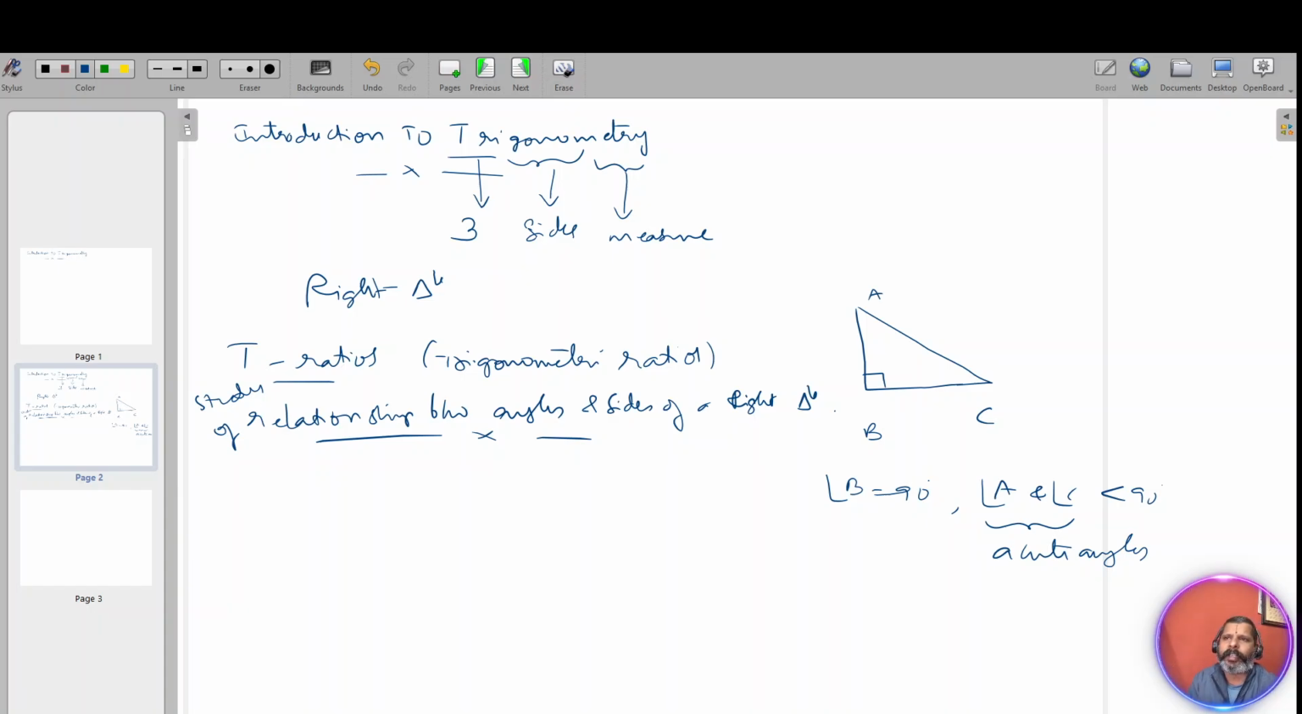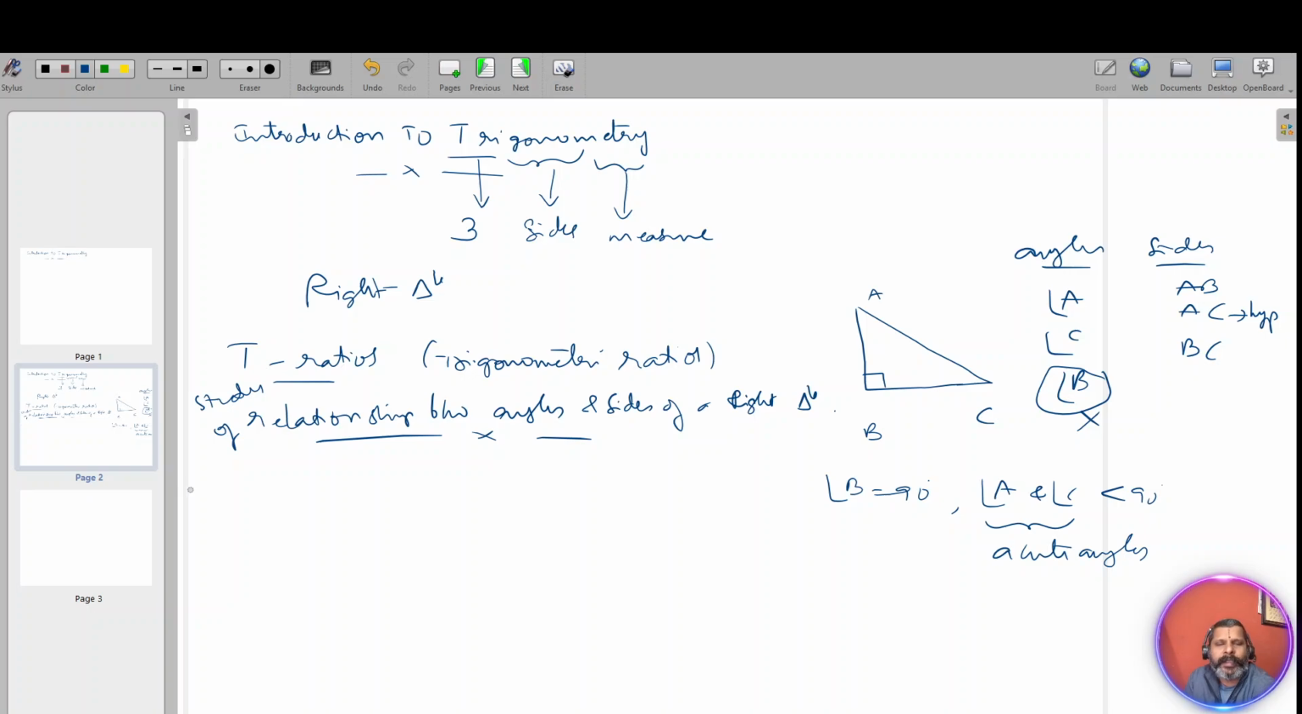What are the angles in the right triangle? Angles are A, C, B. But B is the right angle, and we are not considering this for the study. Sides are AB, AC, BC. Among these, AC is the hypotenuse. Okay, what are the trigonometric ratios?